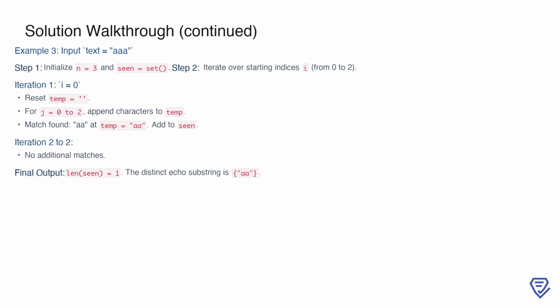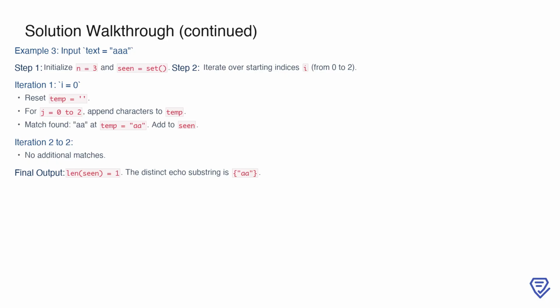In this third example, the input string is aaa, with a length of 3. We initialize n as 3 and seen as an empty set. Starting with the first iteration where i is 0, we reset temp and begin appending characters from the start of the string. As we build the substrings, we find one match, aa. When temp becomes aa, the first half a matches the second half a, so we add aa to the seen set. In the subsequent iterations, where i is 1 or 2, no additional matches are found because the substrings do not meet the criteria for being echo substrings. By the end of all iterations, the only distinct echo substring is aa, and the size of the seen set is 1.